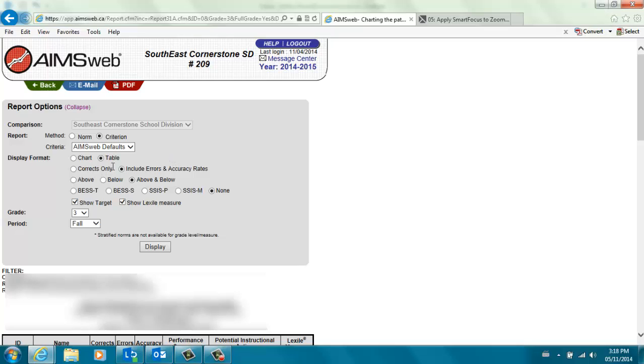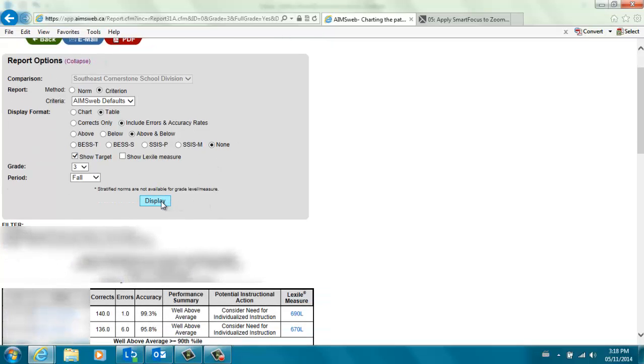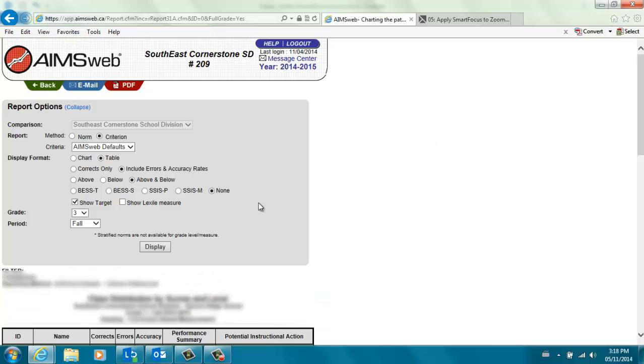The other display formats aren't really that important. We would prefer that you look at the table. We would like you to show the target because that will be important later on. It is not important that you show the Lexile measure because we do not use Lexile measures. And click display after you've made those selections.